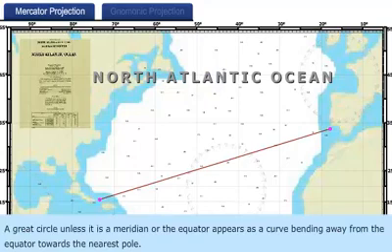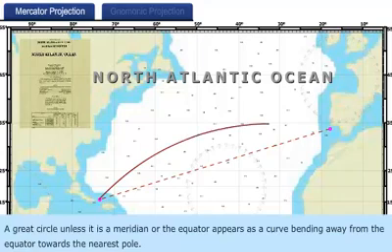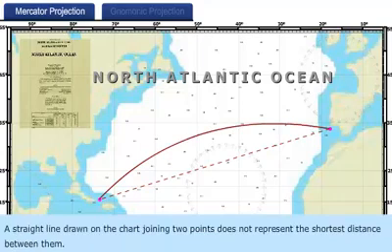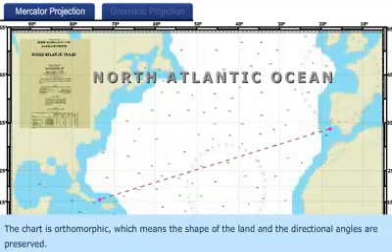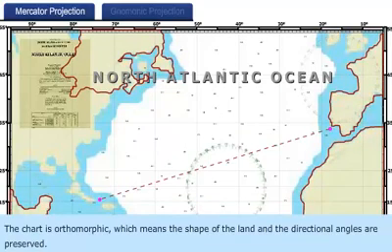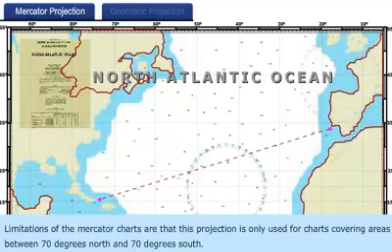A great circle, unless it is a meridian or the equator, appears as a curve bending away from the equator towards the nearest pole. A straight line drawn on the chart, joining two points, does not represent the shortest distance between them, unless it is drawn along a meridian or the equator. The chart is orthomorphic, which means the shape of the land and the directional angles are preserved.